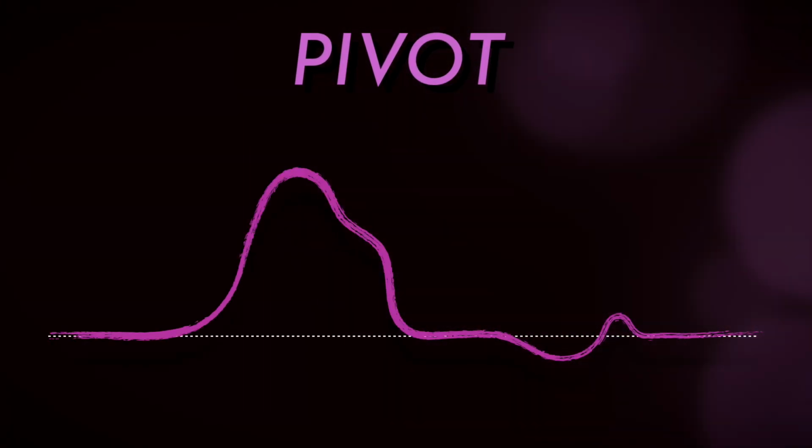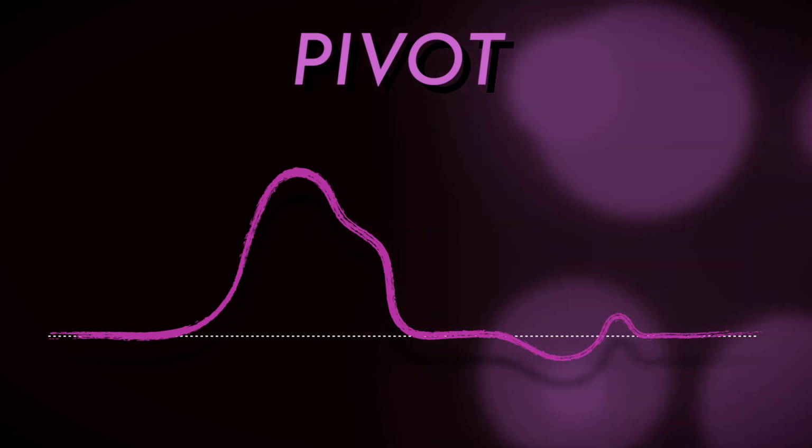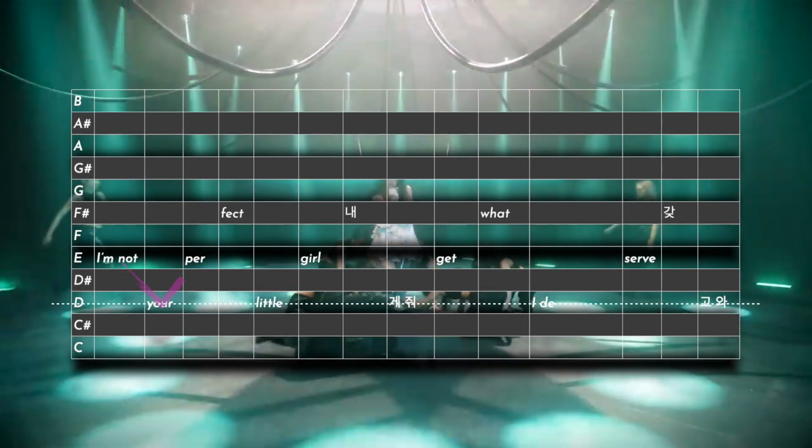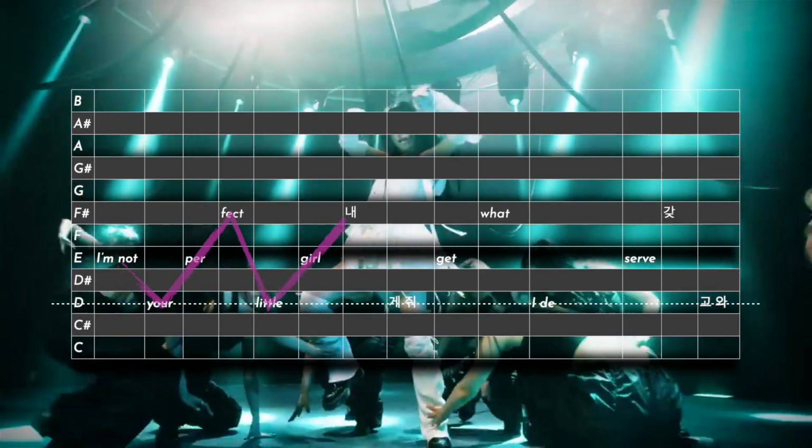The pitches in the melody may go up and down, usually both, but we would always return back to our pivot pitch. I'm not your perfect little girl.